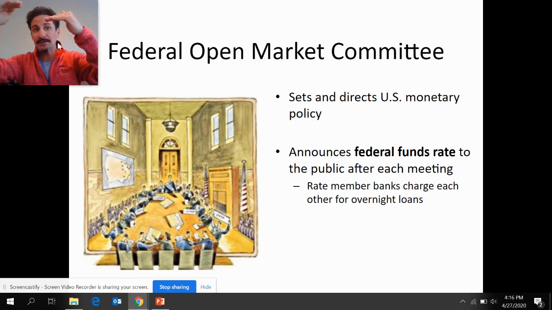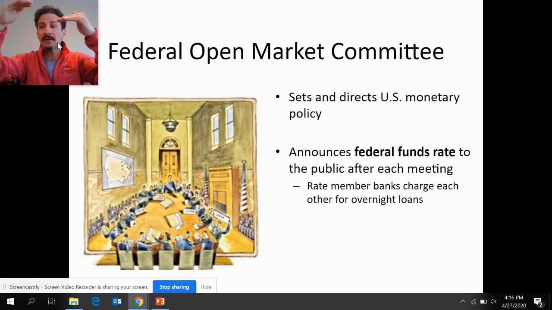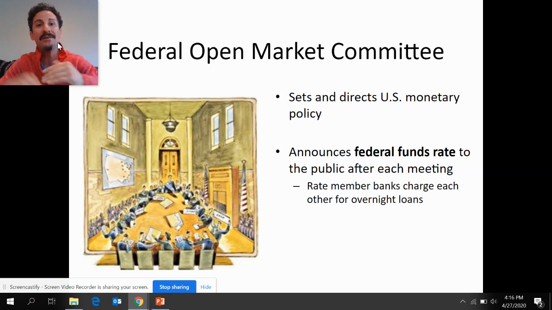If they find out that people are not borrowing money and the country is slowing down financially, what you're going to see is the open market committee will decide to lower interest rates. And then as they lower the federal funds rate, banking interest rates will also lower as well, making it easier for people to borrow money. And of course, when people borrow money, they tend to spend it. And since one person's spending is another person's income, that stimulates the economy.